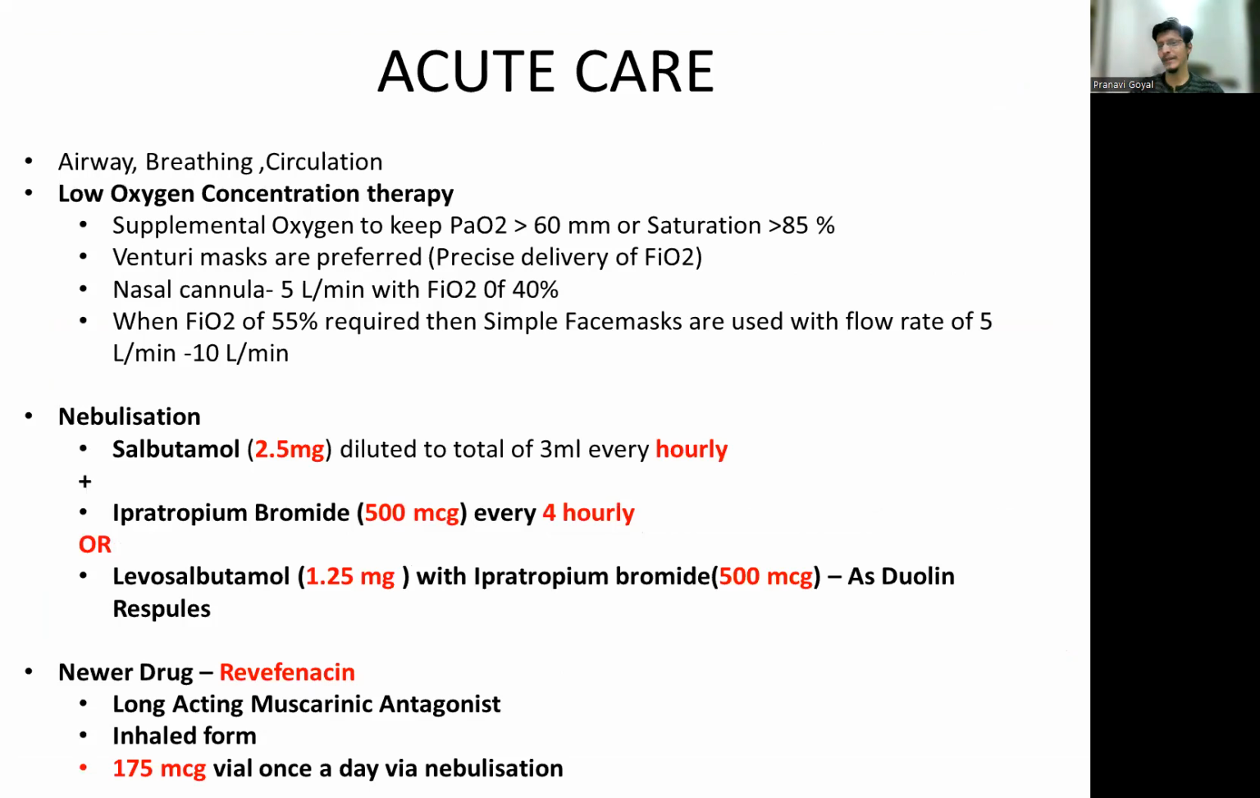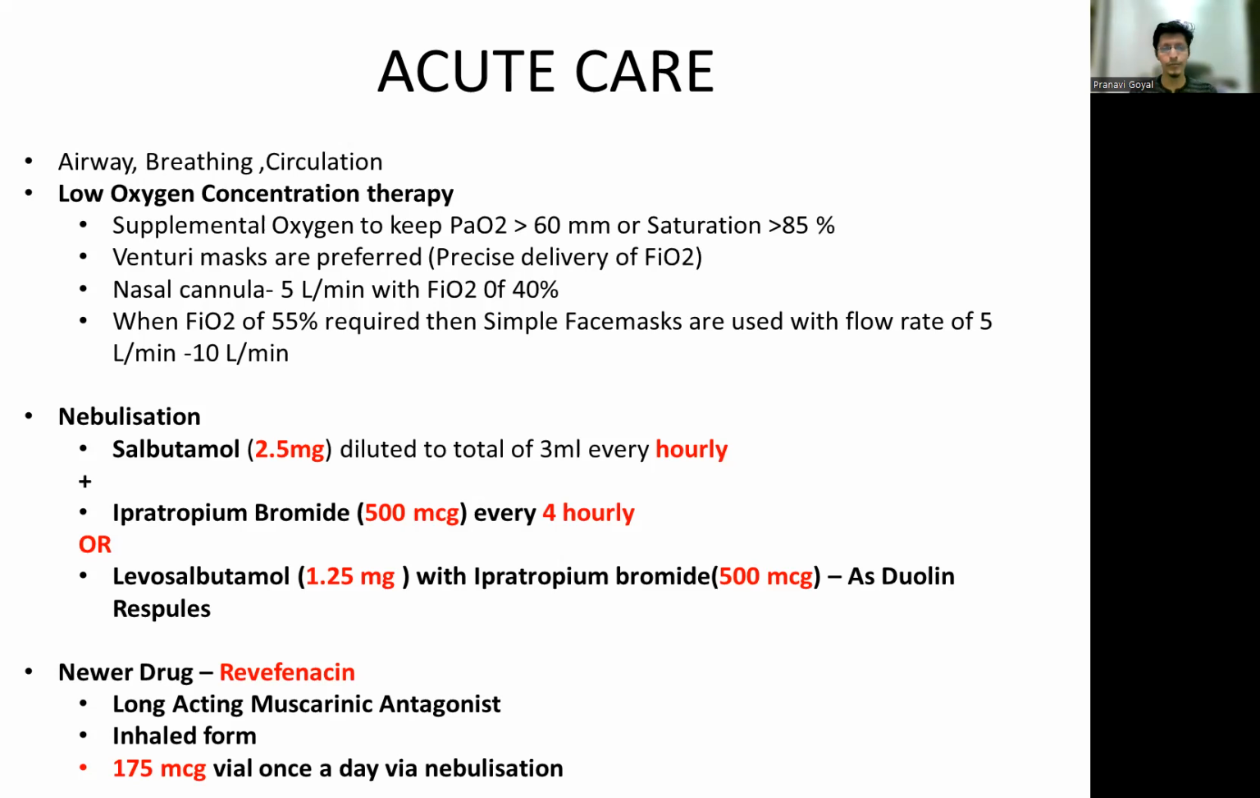Now, in acute care, a patient coming to you with acute exacerbation of COPD, you have to monitor airway, breathing, and circulation. You have to start the patient with low oxygen because you need to keep the CO2 retention to keep the respiratory drive, otherwise the respiratory drive will be suppressed. So, low oxygen when the PaO2 is more than 60 mm and saturation is to be maintained at more than 85%. Eventually, a mask should be used to monitor the FiO2: nasal cannula at 5 liters per minute gives FiO2 of 40%, and when FiO2 is 55%, simple masks are used at 5 liters per minute.